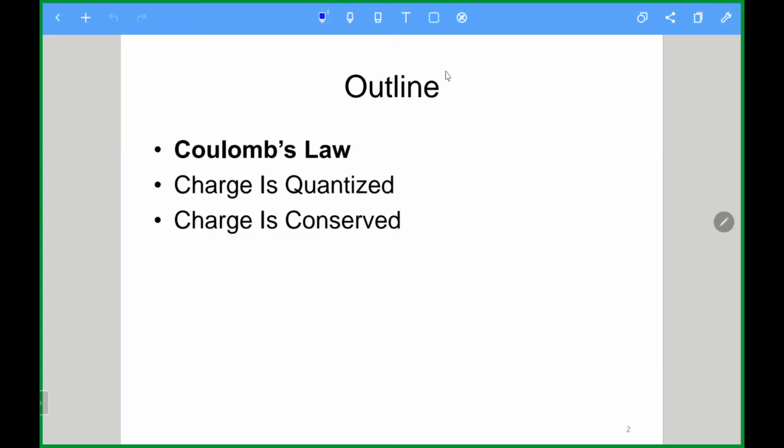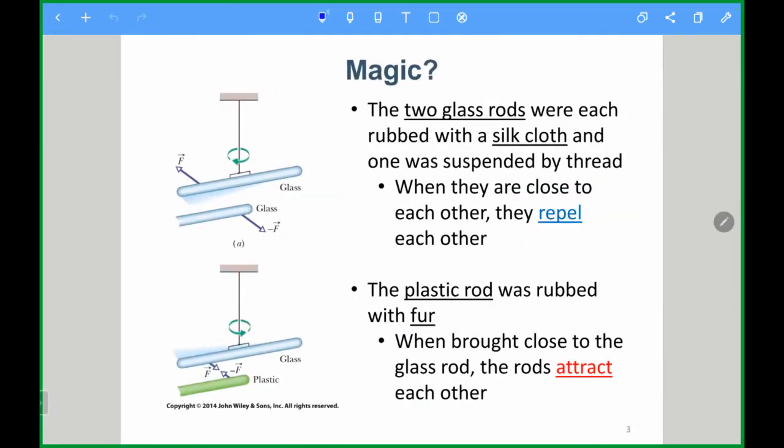Okay, so this is the outline for chapter 21. We will introduce what Coulomb's law is, and then I will also briefly introduce what it means that charge is quantized, and also conservation of charge. I will just briefly talk about it, but it is nothing special.